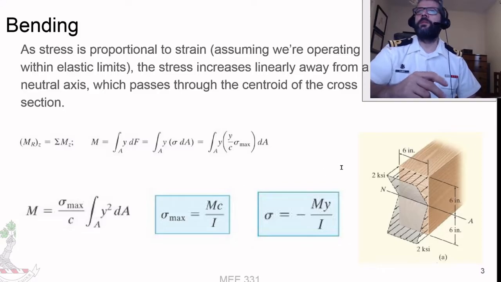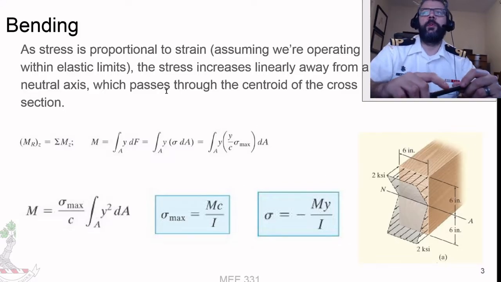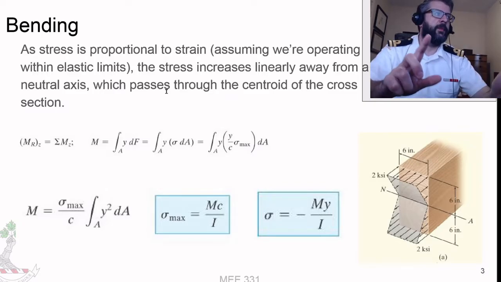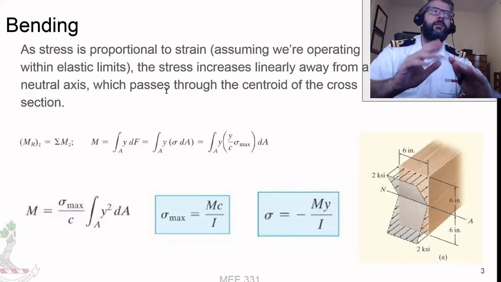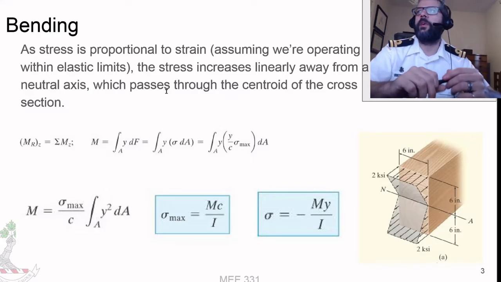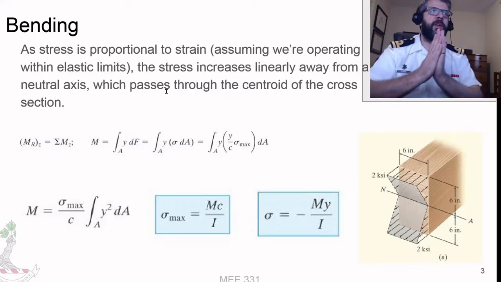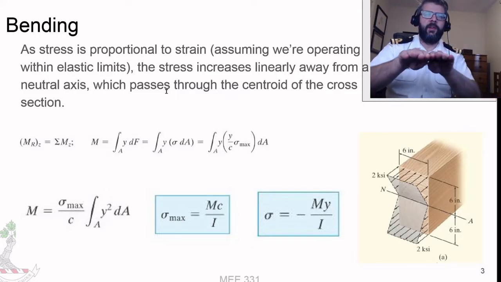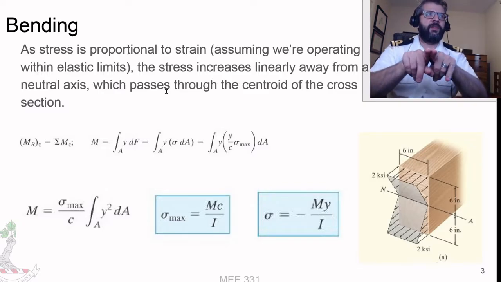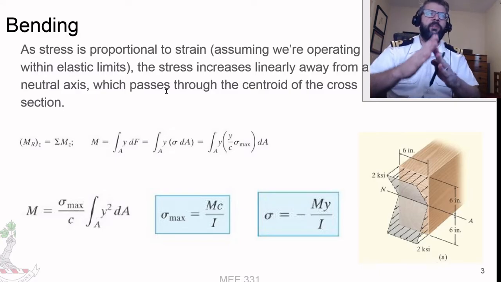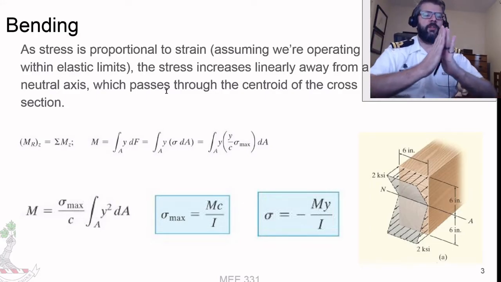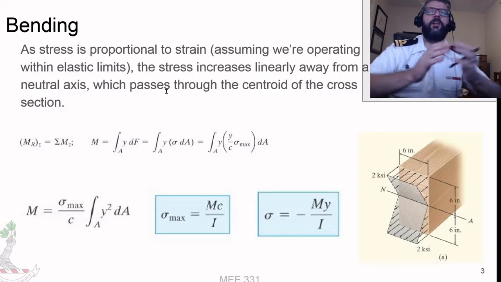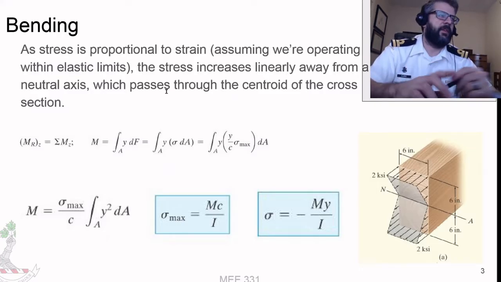We're assuming we're operating within elastic limits, so that stress is proportional to the strain. And that's why we get that linear increase away from the neutral axis, because you can think of that neutral axis as a pivot point. Everything's pivoting around that, so the parts of the cross section that are furthest away from that get stretched the most as you try to pry that apart, and then on the other end as you try to push it together for the negative portions.